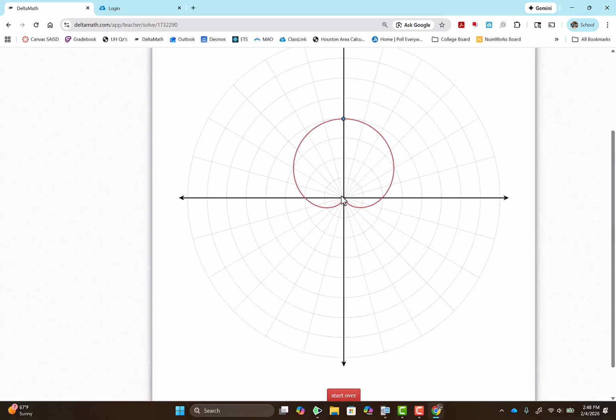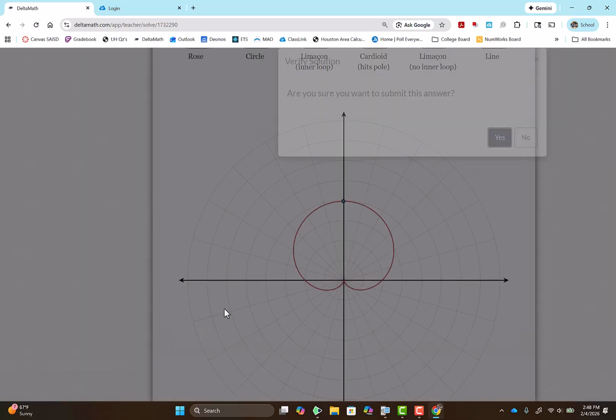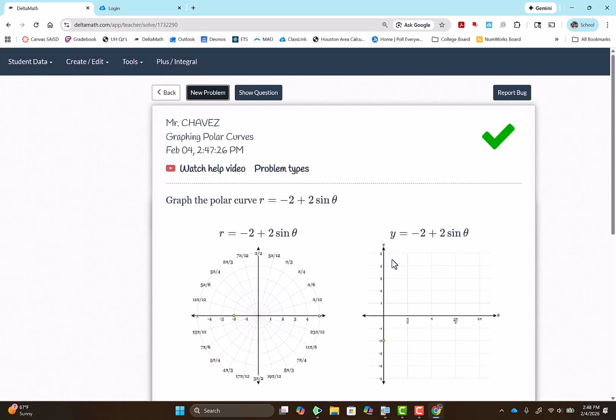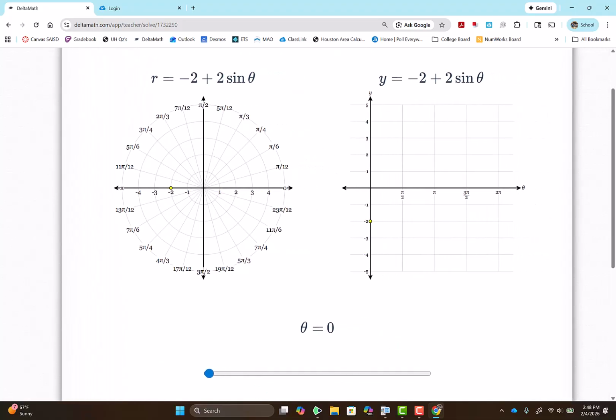And it's going right through the pole, the origin. There it is. And there it is. And I just put submit. Check it out. And voila. And look, here's what I wanted to show you guys. This is what is so magical. Look at this. Can everyone see this?